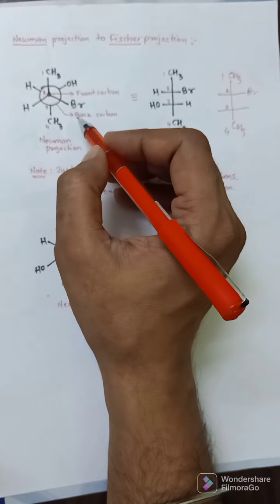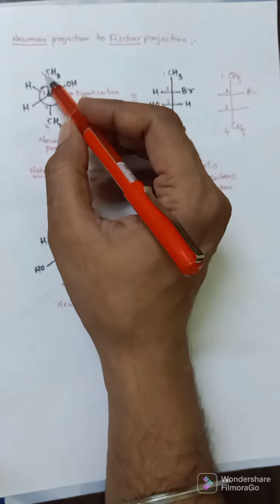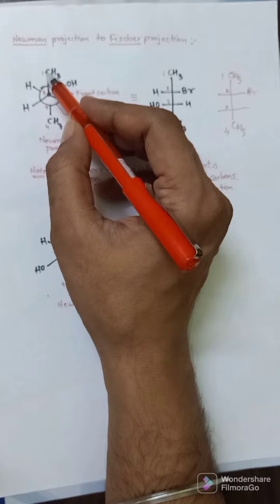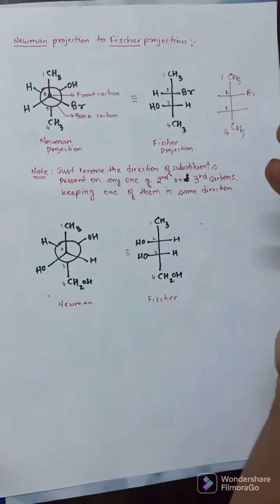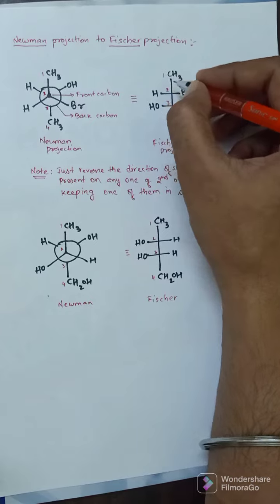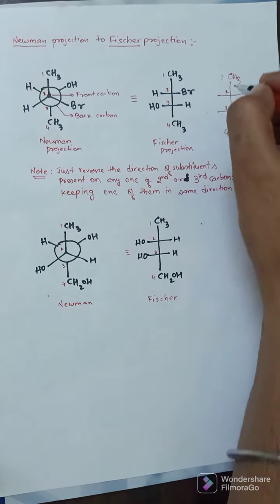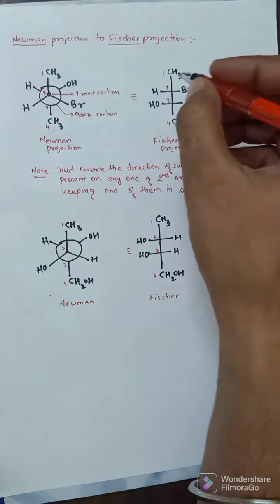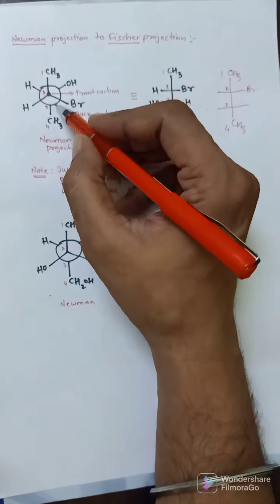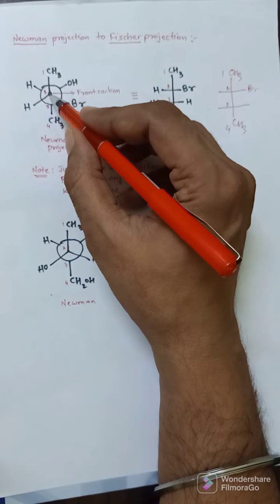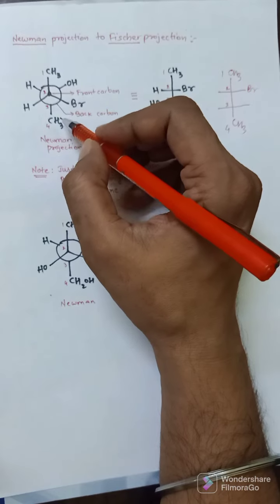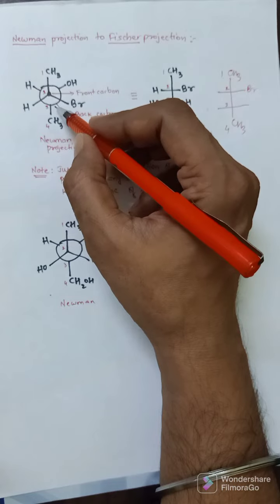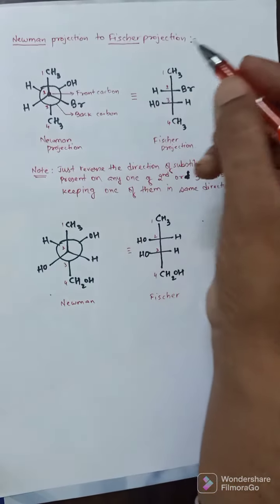So you just have to do one thing: make a straight line from carbon number 1 to carbon number 4, like here. Carbon number 1 is CH3, carbon number 4 is CH3. Just make a straight line here, carbon number 1 and carbon number 4. Now keep the substituents of the second carbon as they are and reverse the substituents of the third carbon, that is the back carbon, in the opposite direction.